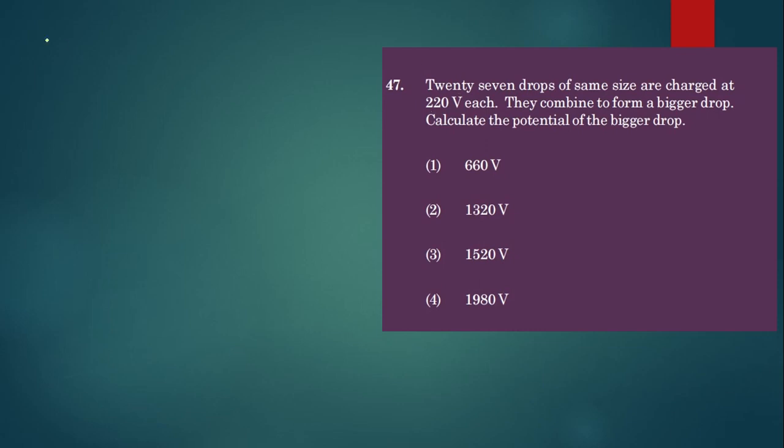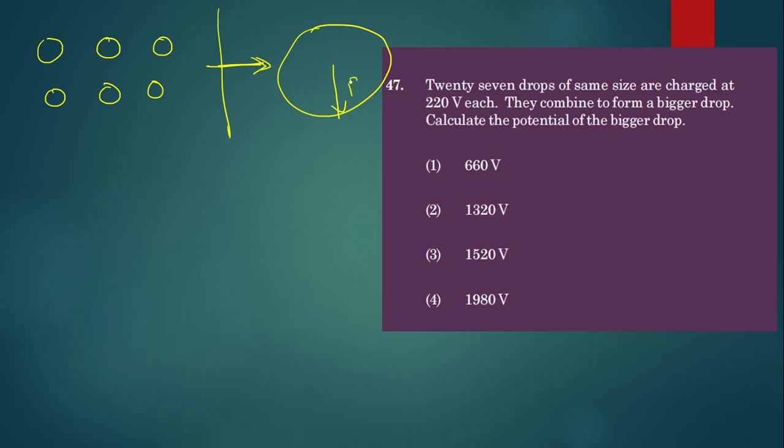According to the question, there are 27 drops. I assume that they are non-conducting, and all of them are the same size. Same size means their radius is the same and volume is also the same. Now what happens is that these 27 drops transform into a bigger drop. Let's say the bigger drop has radius R. Initially, each drop was charged at a potential of 220 volts. Let's say the charge on each drop was equal to q. Since it is non-conducting, the charge will be distributed uniformly.